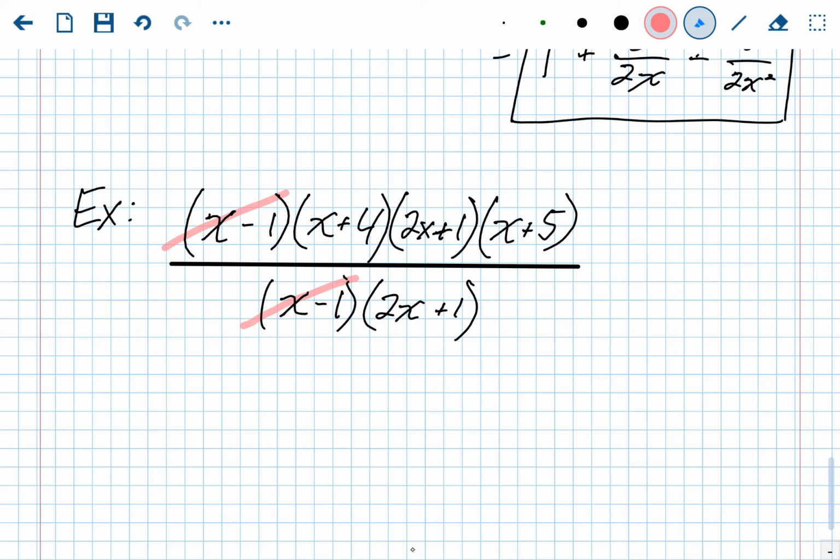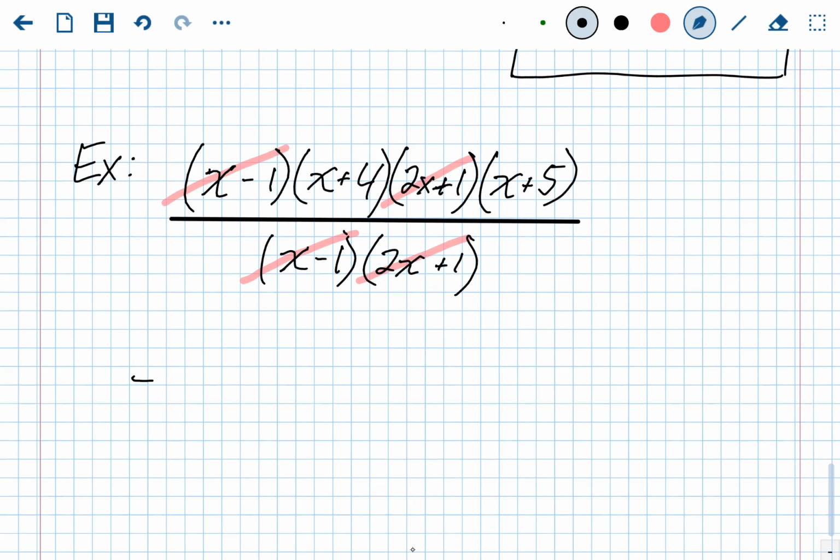There's no x plus 4. The next common factor I have is 2x plus 1 and 2x plus 1. And then there's no other common factors. So our answer to this one is just x plus 4 times x plus 5. Now our final answer, and again, it kind of depends on what the problem's asking, that's the right answer. That's simplified.